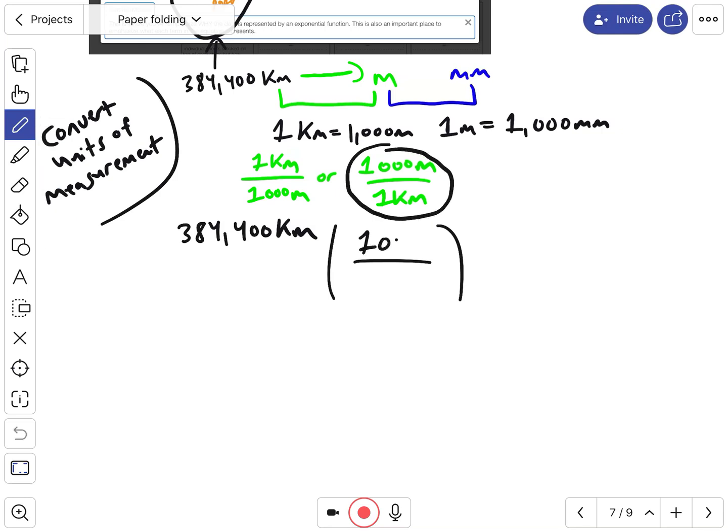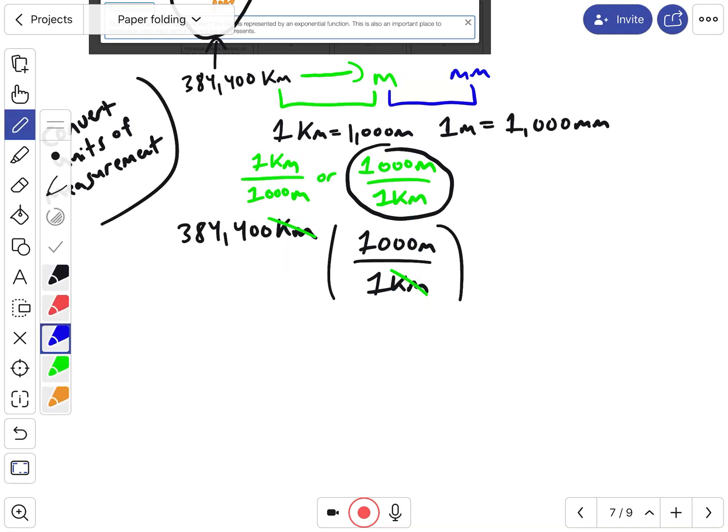So this is going to be 1,000 meters over 1 kilometer. And from that, you can cross out the kilometers, and now we're left with meters. So that's how we go from kilometers to meters, using one of these two, but in this case we use the kilometers on the bottom so that they can cancel out.